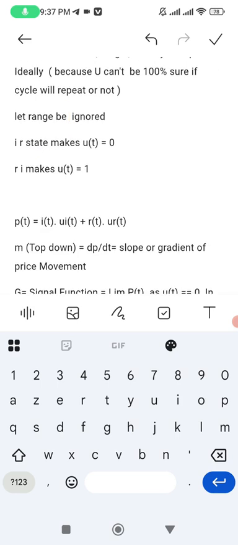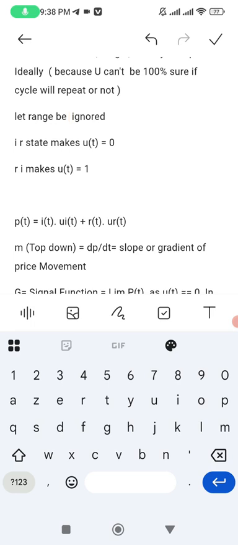So the price function P of t is I of t dot U_I of t plus R of t dot U_R of t. The I of t means the impulse function, and the U_I is U subscript I, meaning the Heaviside step function during the impulse period. Okay, because the market has an impulse period and a retracement period.